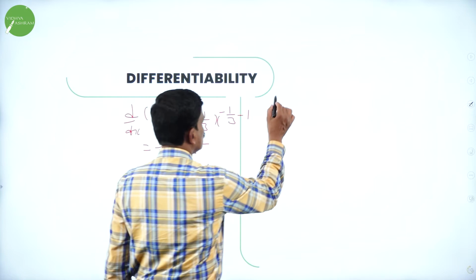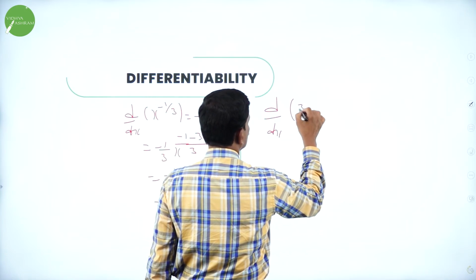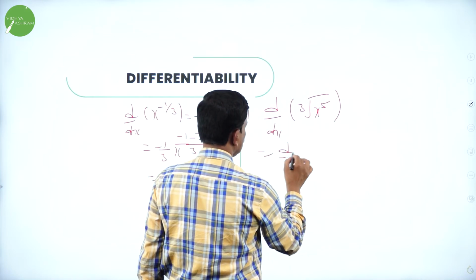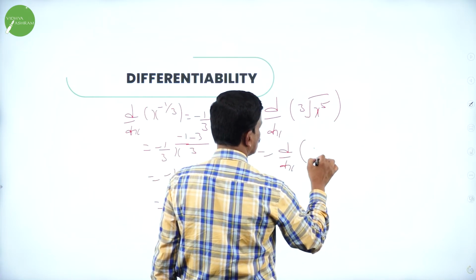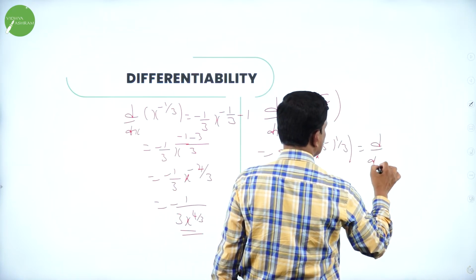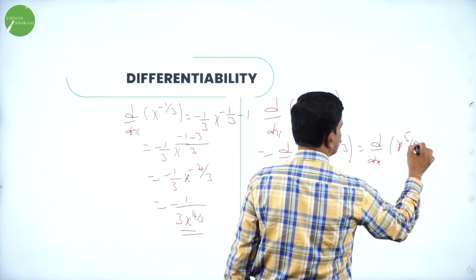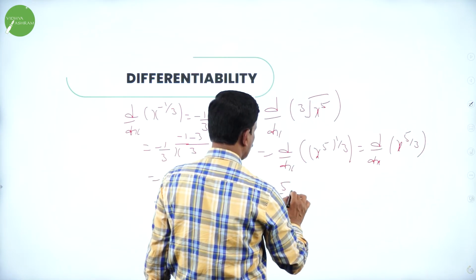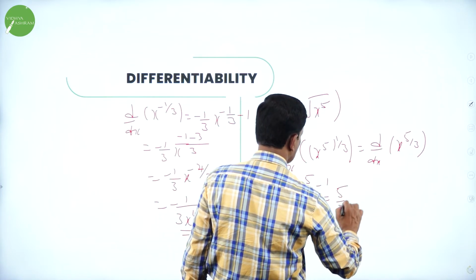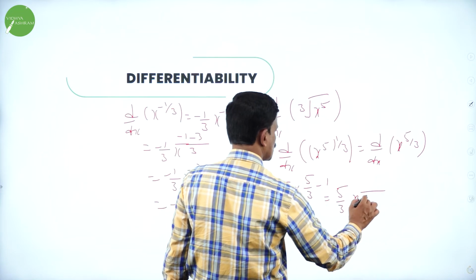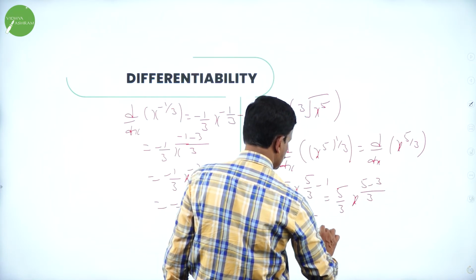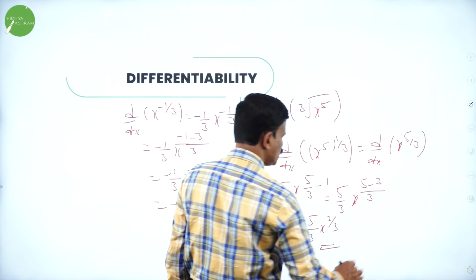Suppose if it is like this, d by dx of cube root of x to the power of 5. Now, this can be differentiated. D by dx of cube root is nothing but x to the power of 5 whole raised to 1 by 3. This is d by dx of x to the power of 5 by 3. What is n? n is equal to 5 by 3, x to the power of 5 by 3 minus 1, that is 5 by 3 x to the power of, just take LCM, 3 is the LCM, 5 minus 3. So, 5 by 3 into x to the power of 2 by 3 is the differentiated answer.